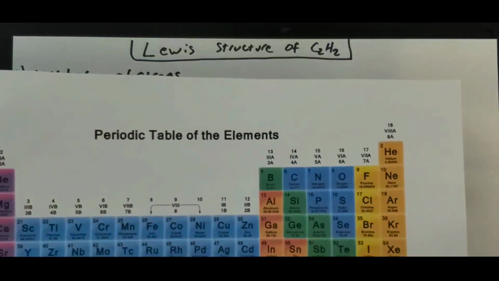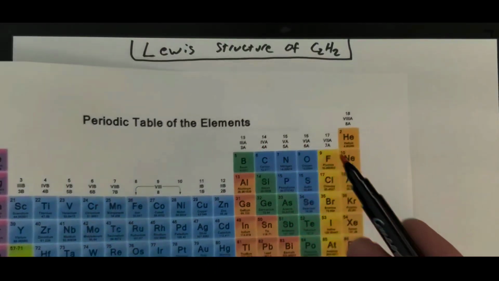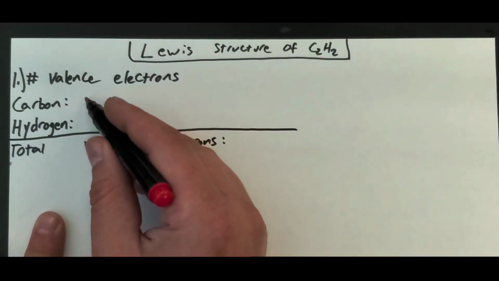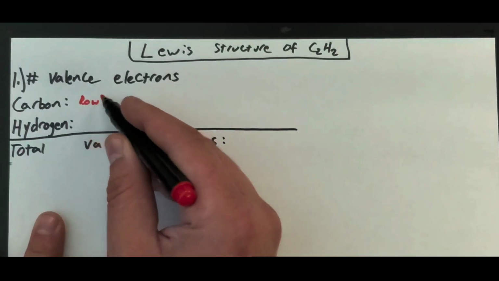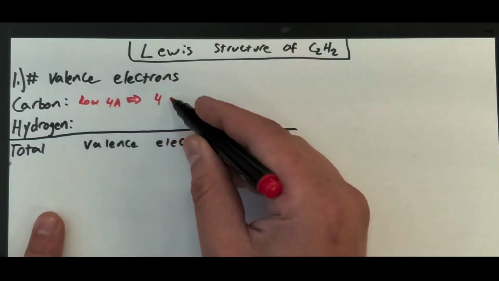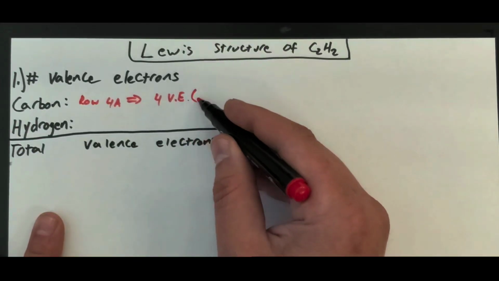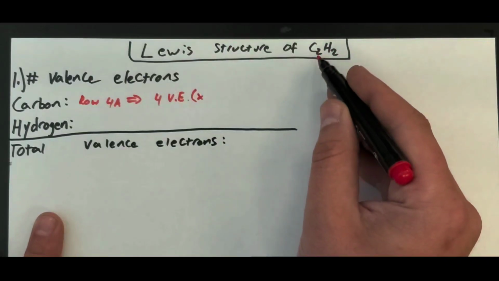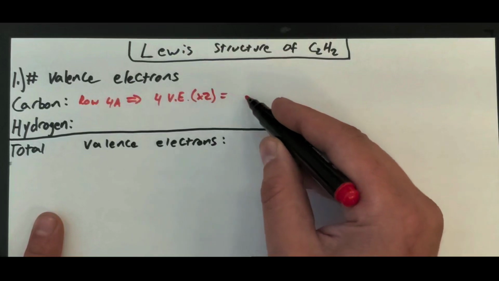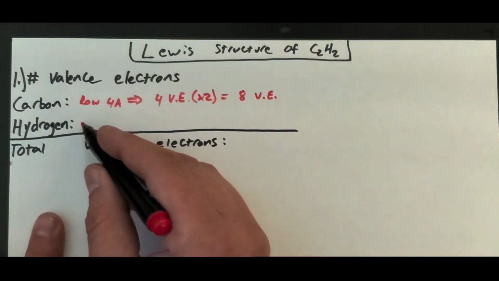For carbon, again, we're in row 4A, which means we have 4 valence electrons. Our chemical equation says there's 2 carbons, so we'll times this by 2 to give us 8 valence electrons.